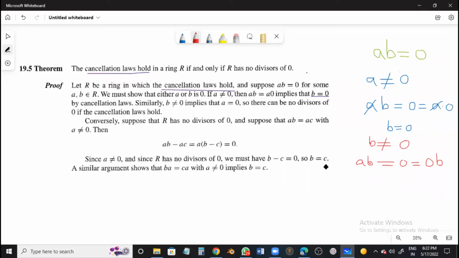Now I can cancel B. And what is the output? A is equal to 0. So I got this as 0. So now B cannot be a zero divisor, because if B multiplies by 0, the answer will certainly be 0. So there is no other case. And that is why I come to the conclusion that R has no zero divisors.